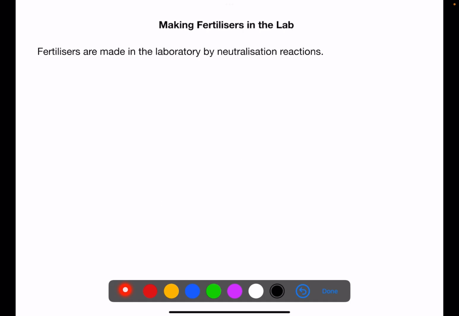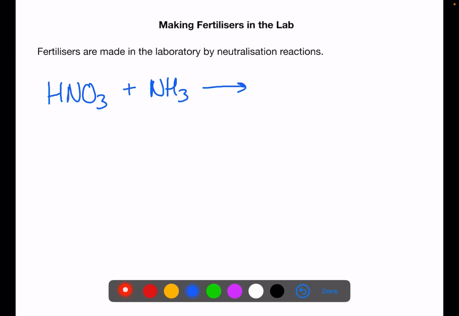So if we were to make a fertiliser in the lab, we would do this using a neutralisation reaction, so a reaction between an acid and a base. We need to make sure that our neutralisation reaction would involve at least one of the elements of nitrogen, phosphorus and potassium. So for example, we could take nitric acid, which is HNO3, and we could react that with ammonia. This would allow us to produce ammonium nitrate, which would be a fertiliser which contains nitrogen.